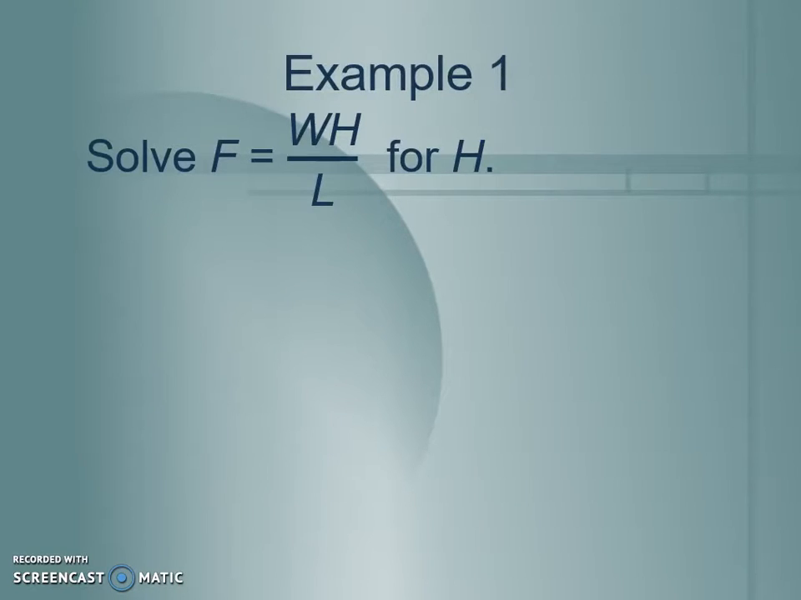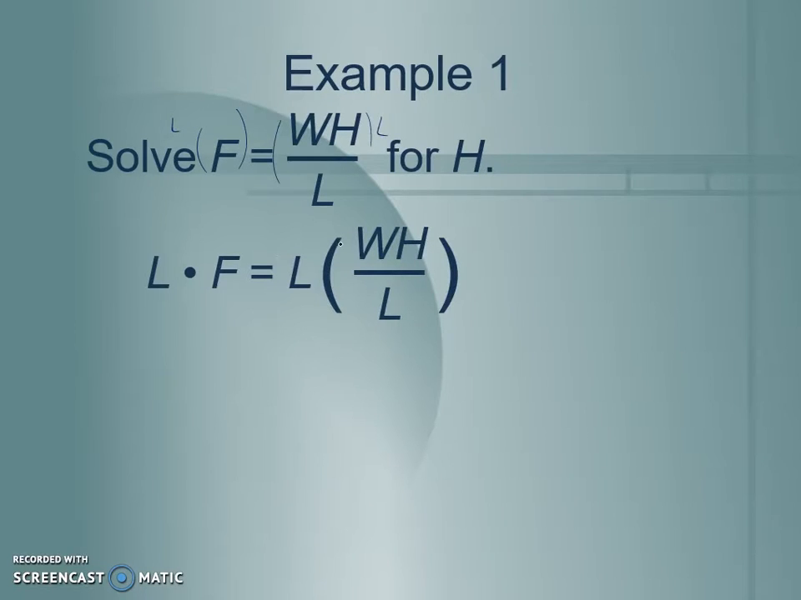So for example 1, we want to solve for H. Well, H is being divided by something. So the first thing we're going to have to do is multiply by that something to get rid of it. So our first step is going to be multiplying each side by L. So that cancels out our L's. And now we have LF equals WH. Now we're still trying to get H all by itself. Sometimes it helps to circle the variable that you're solving for the whole way throughout so that you can keep an eye on it.